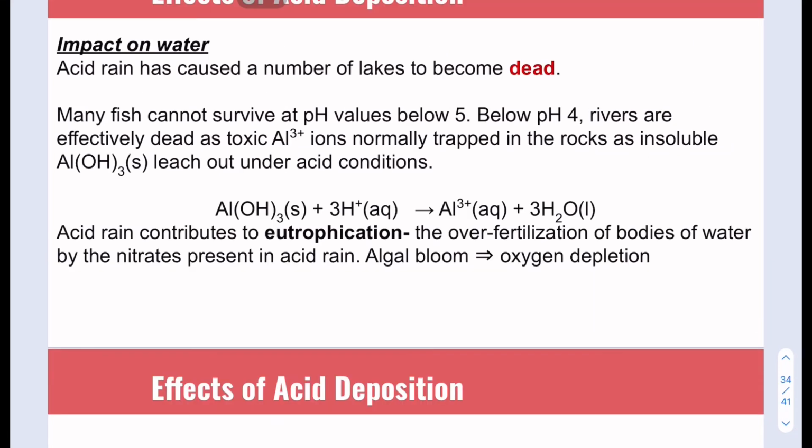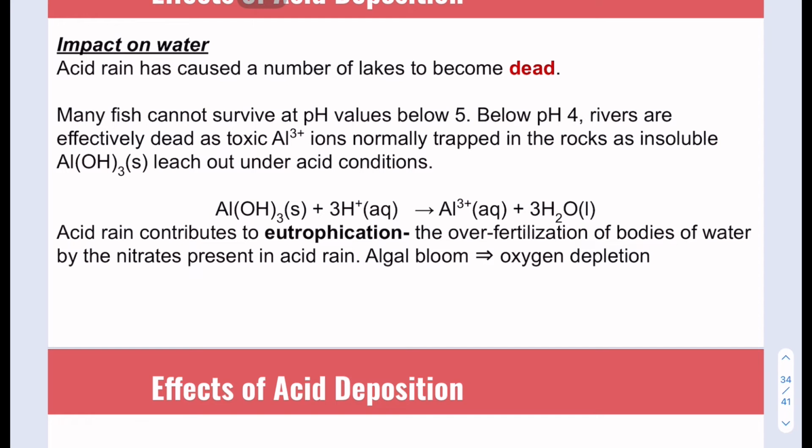Another thing, acid rain can result in dead water bodies. And what does it mean, dead water bodies? It means that life cannot be sustained in that environment. For instance, below pH 4, a lot of fish cannot survive. So if you have acidic water in a river, then the fish in there cannot survive.